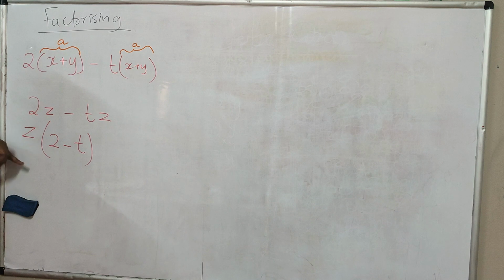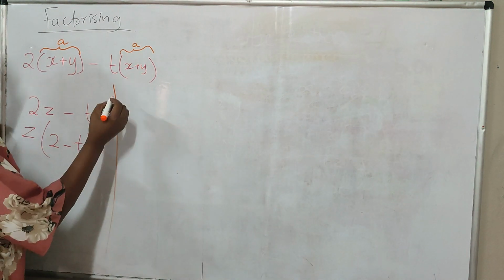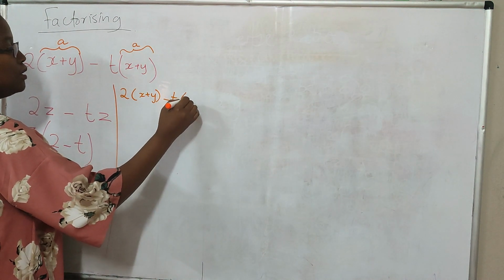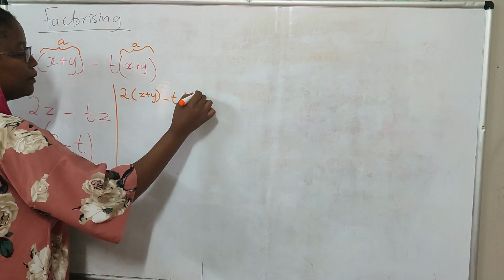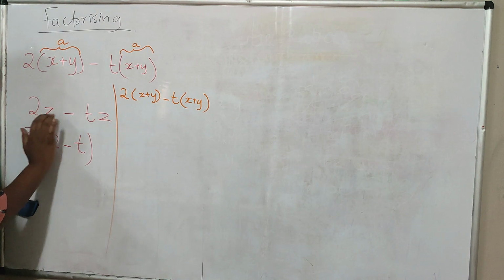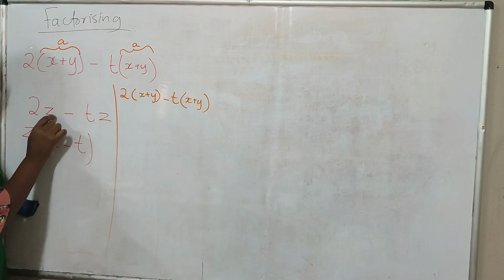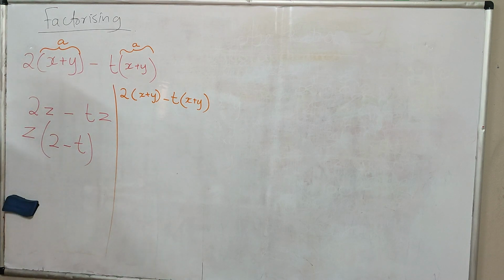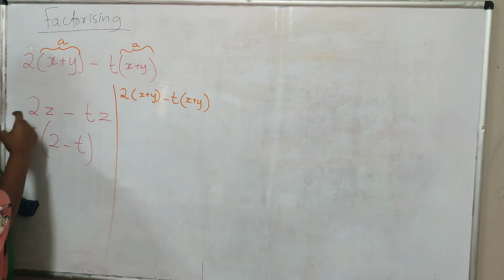Did you see these steps were easy, right? So here you follow the same steps. Let's see. Tell me what to write. I'm going to write it again. It's 2(x plus y) minus t(x plus y). So what did we do? We asked ourselves what is the highest common factor between these two. We identified z as the highest common factor, and then we put it outside of the bracket. But in this case, what is our highest common factor then?